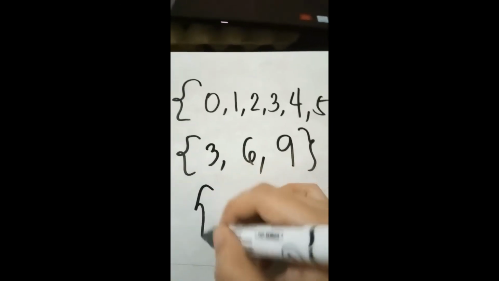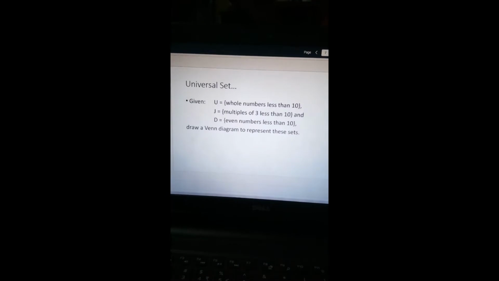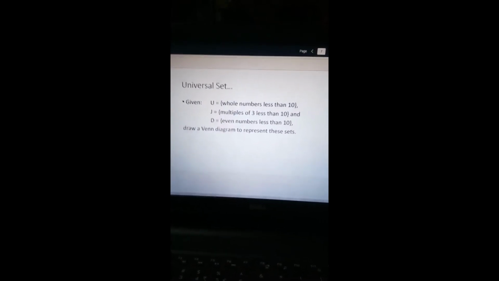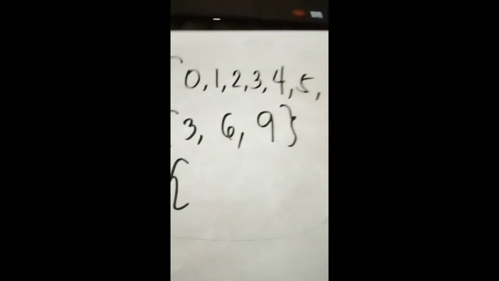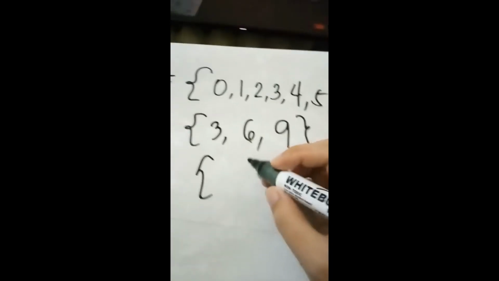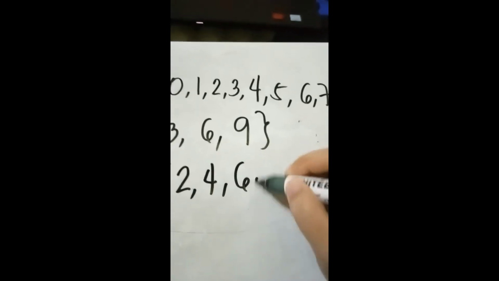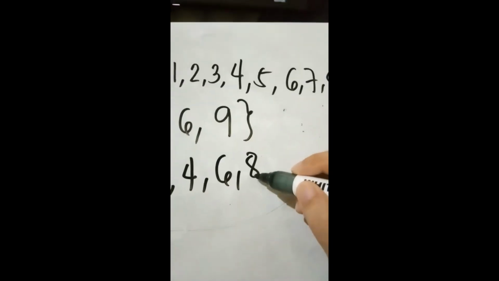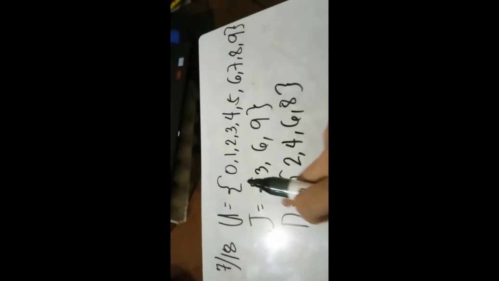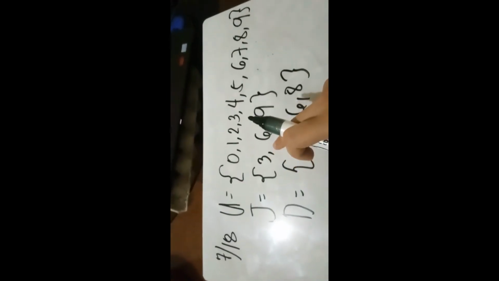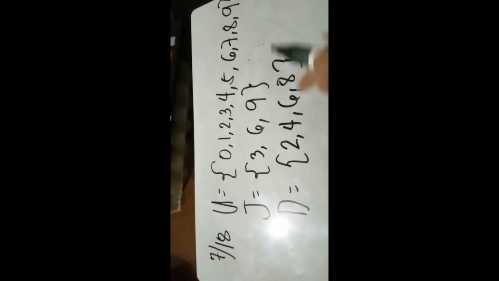Okay, that's set J. How about set D? For set D, it says there, even numbers less than 10. So for even numbers less than 10, what's the answer here? What are even numbers? They are divisible by 2. So we have 2, 4, 6, 8. We'll stop at 8 because it is less than 10. Alright, so those are your sets. Universal set, 0 to 9. Set J, 3, 6, 9. Set D, we have 2, 4, 6, 8.